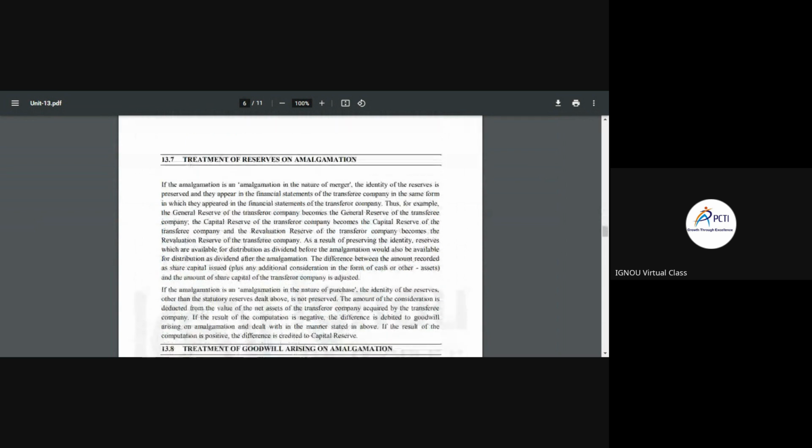Next one is treatment of reserve on amalgamation. Basically, if the amalgamation is an amalgamation in the nature of merger, the identity of the reserve is preserved and they appear in the financial statement of the transferee company in the same form in which they appeared in the financial statement of the transferor company.